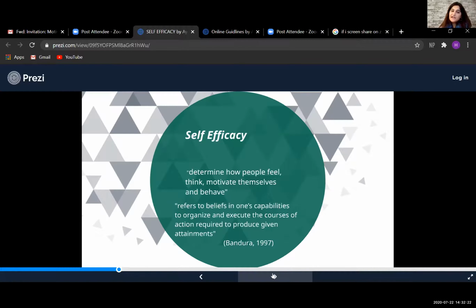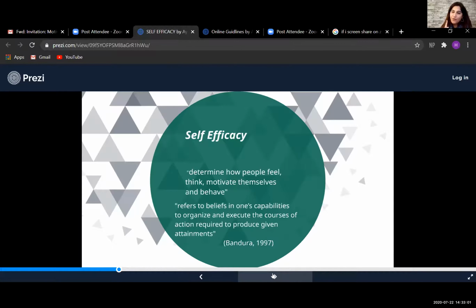To determine self-efficacy in a behavioral way, and then self-efficacy in application. Self-efficacy determines how people feel, think, motivate themselves and behave. So behavioral changes, how a person goes through behavioral changes. And then it refers to beliefs in one's capability to organize and execute courses of action, not just one course of action, so different courses of action. There could be multiple different courses of action, to produce given attainments.